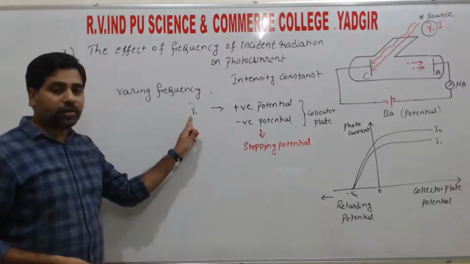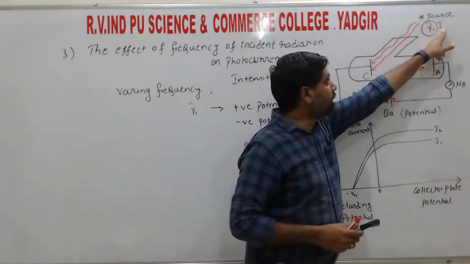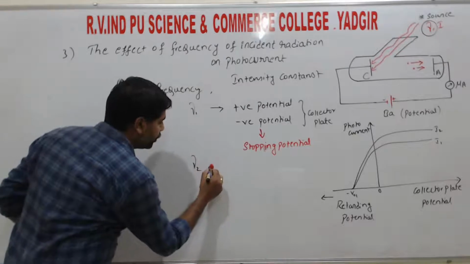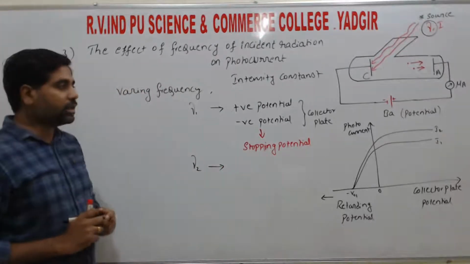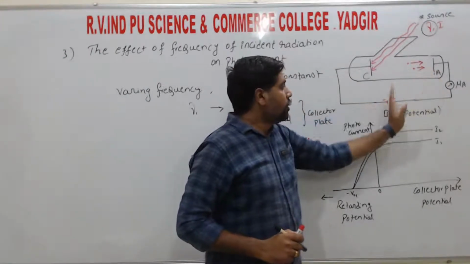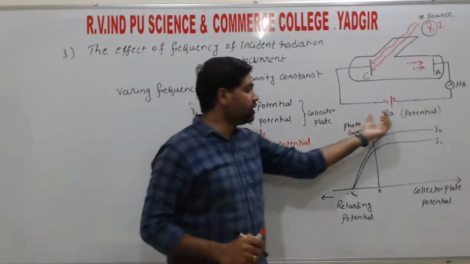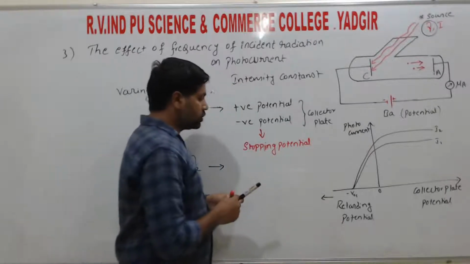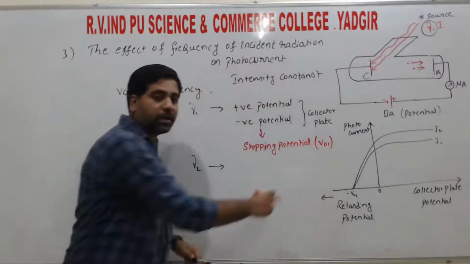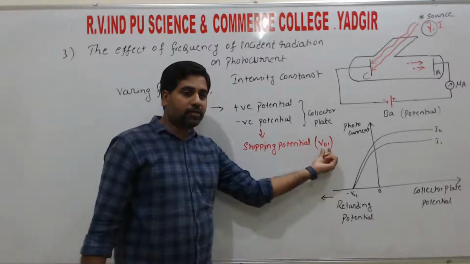That is for frequency nu1. Next, we are changing the frequency of the incident radiation, keeping the intensity constant. That is, we change the frequency nu1 to nu2 and continue the same procedure. First we apply positive potential to the plate A, then we get the saturation current, and we apply negative potential to the plate A for the frequency nu2, then we get the stopping potential. Here the stopping potential is represented by V0. So for the first frequency, the stopping potential is V01.